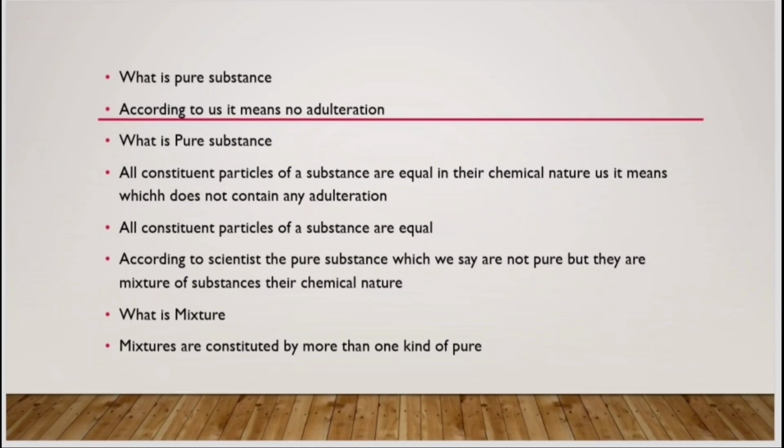So what is a mixture? Mixtures are constituted by more than one kind of pure substance. It does not have just one kind; more than one kind is known as a mixture. If we take ghee as an example, it contains many carbohydrates, proteins, vitamins, etc. And next we are going to talk about the types of mixtures.